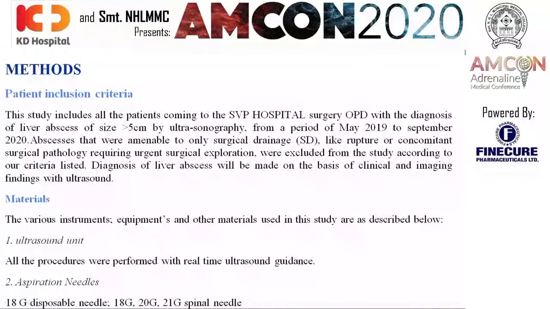Here are the patient inclusion criteria. This study includes all the patients coming to the SVP hospital surgery OPD with a diagnosis of liver abscess of size greater than 5 cm by ultrasonography, from May 2019 to September 2020. Abscesses that were amenable only to surgical drainage, like rupture, or concomitant surgical pathology requiring urgent surgical exploration, were excluded from the study according to our criteria. Material used is an ultrasonography machine and an aspiration needle, mostly an 18 gauge disposable needle. Next.